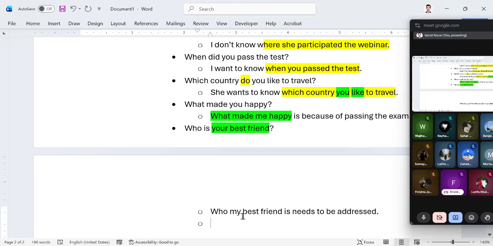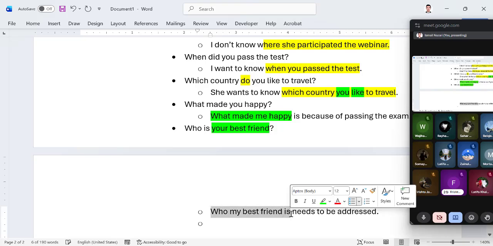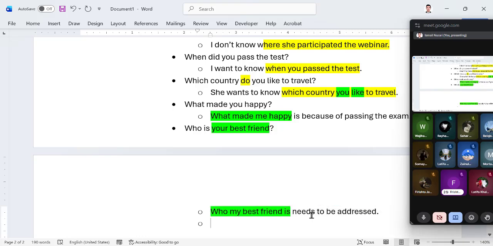So here we have the clause, this one, who my best friend is. This is the clause, and then we have the rest of the sentence. Or we can have, I can't tell you who my best friend is. Who my best friend is. This is also right here. Here we have the noun clause. The noun clause is this one.